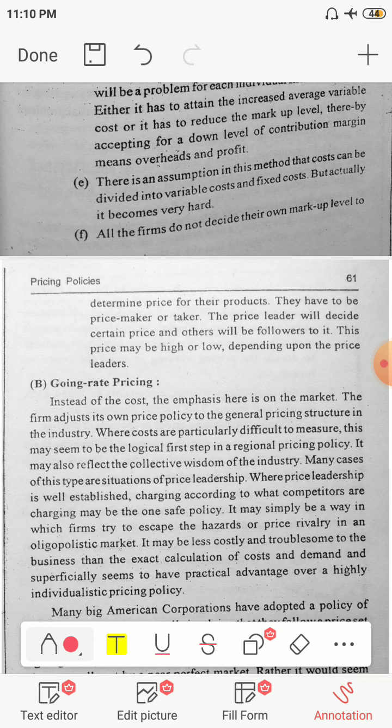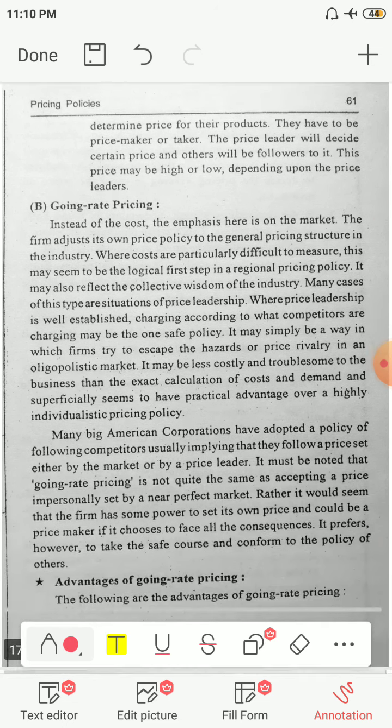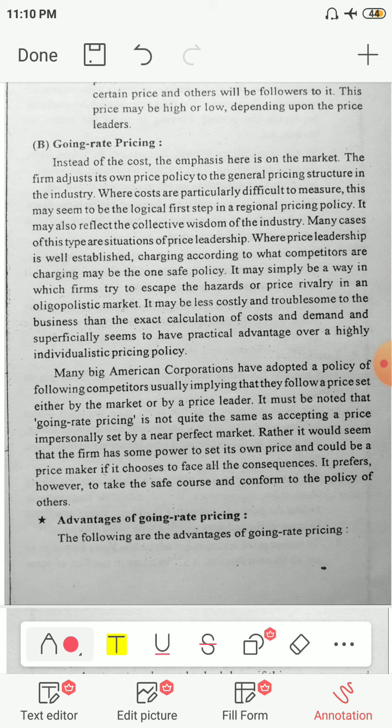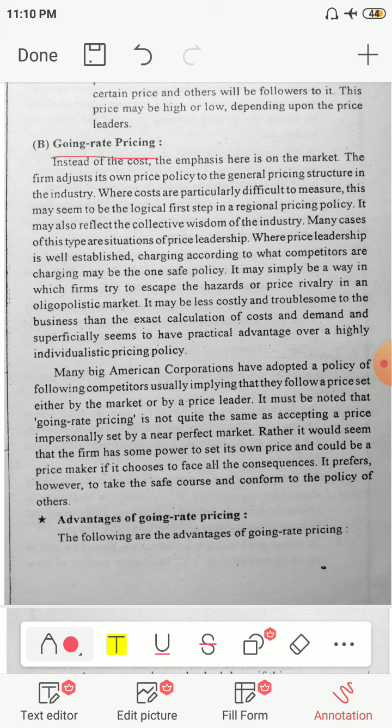This is all about cost plus pricing. Now let us discuss the next method, that is going rate pricing. Going rate simply means, if we analyze the name of this method, whatever price rate is going on in a market, that we adopt, and this method is known as going rate pricing. Here we are not deciding the price. Whatever price is decided by the market, we take it. So here we are a price taker, not a price maker. Now let us discuss in detail.